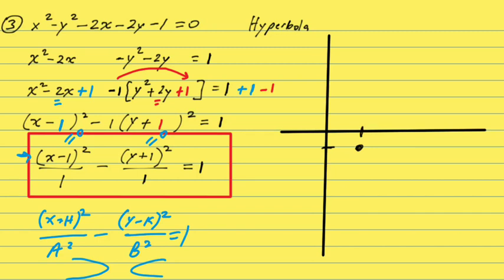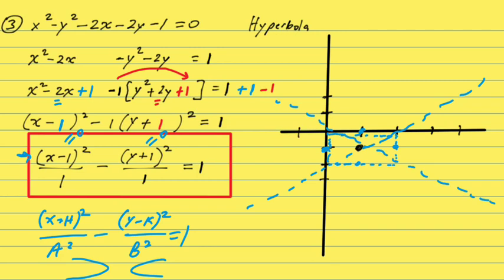Let me mark off how far in the x direction do I go. How far in the y direction? Well, what's under the x? A 1. Square root of 1 is 1. So I go 1 in the x direction, 1 in the x direction. Also, 1 in the y direction, 1 in the y direction. You make a rectangle because it's not an ellipse, it's a hyperbola. And you make the diagonals of that rectangle.